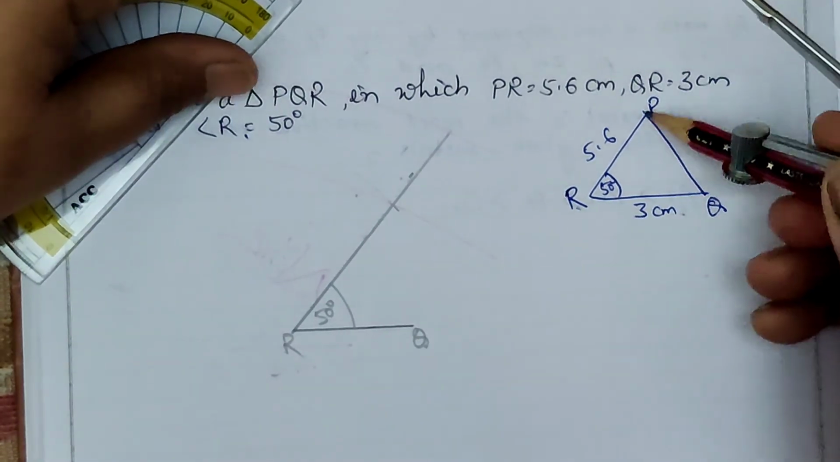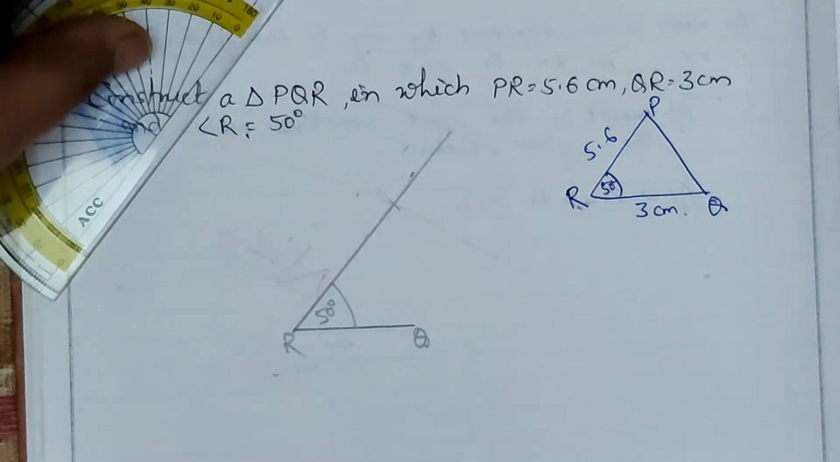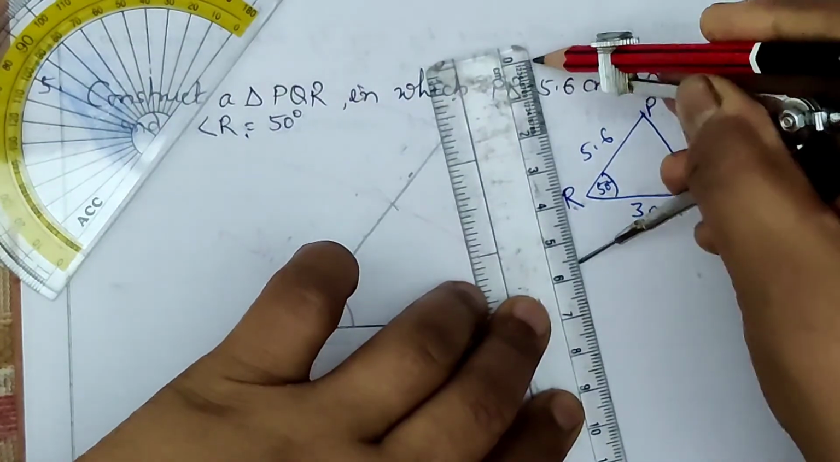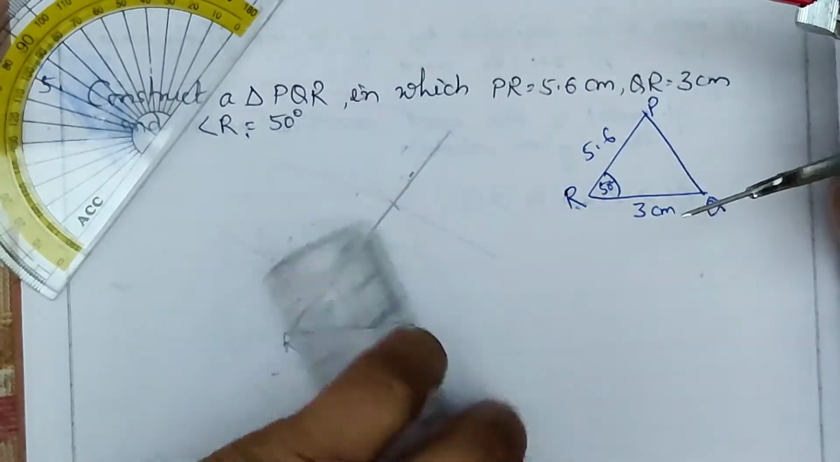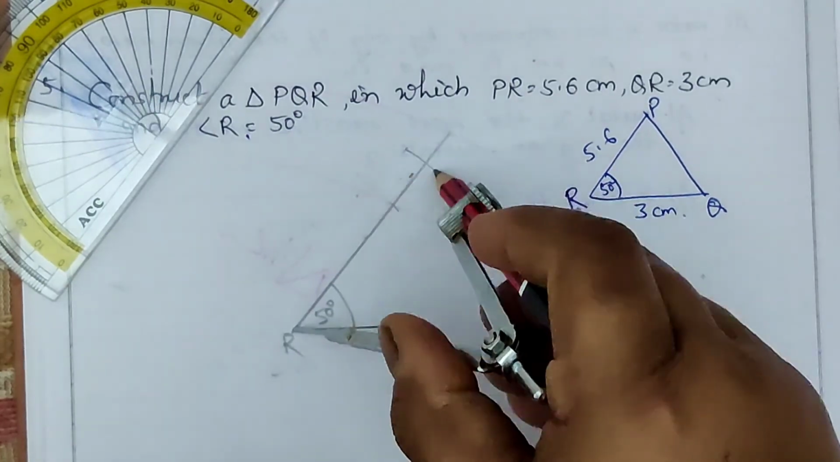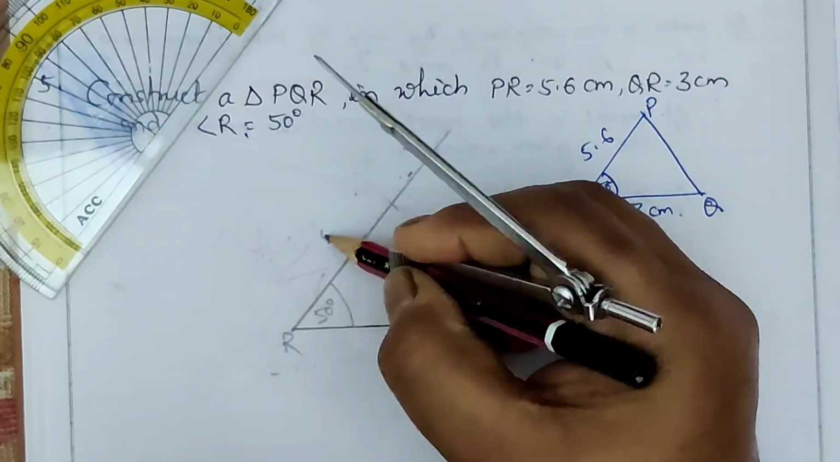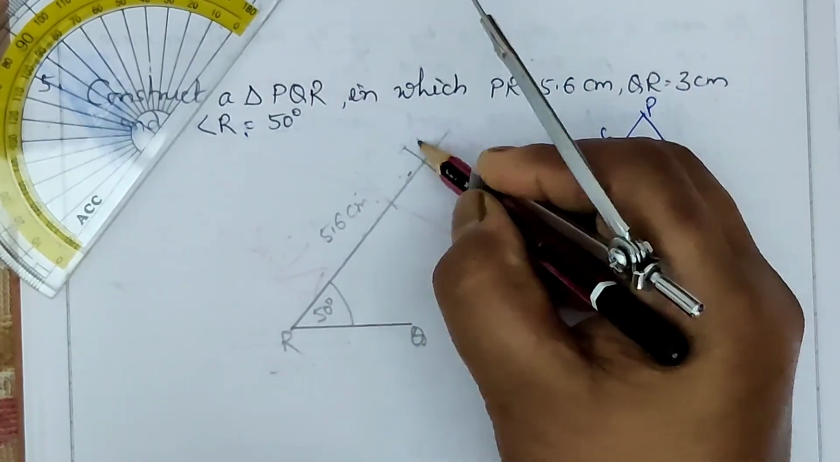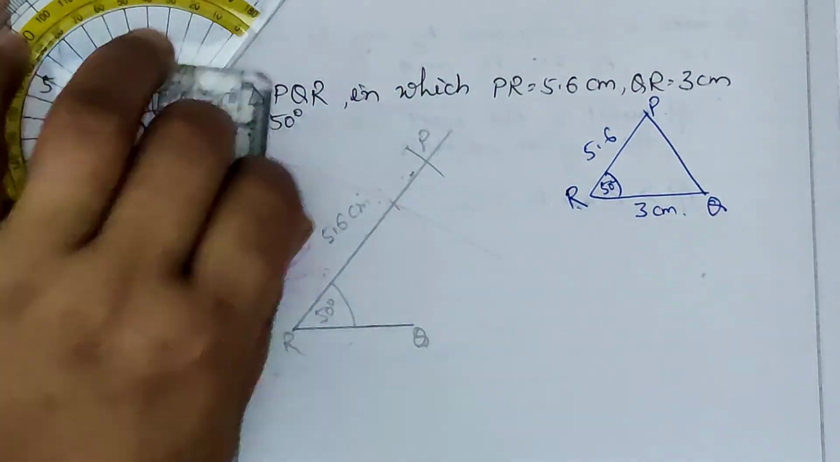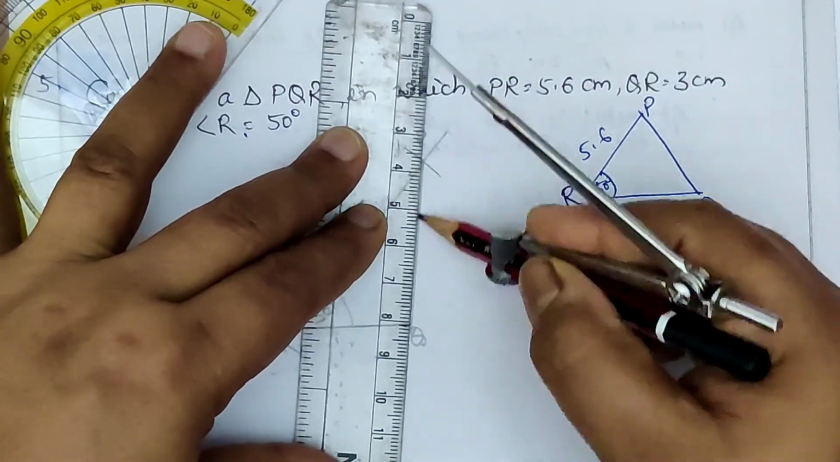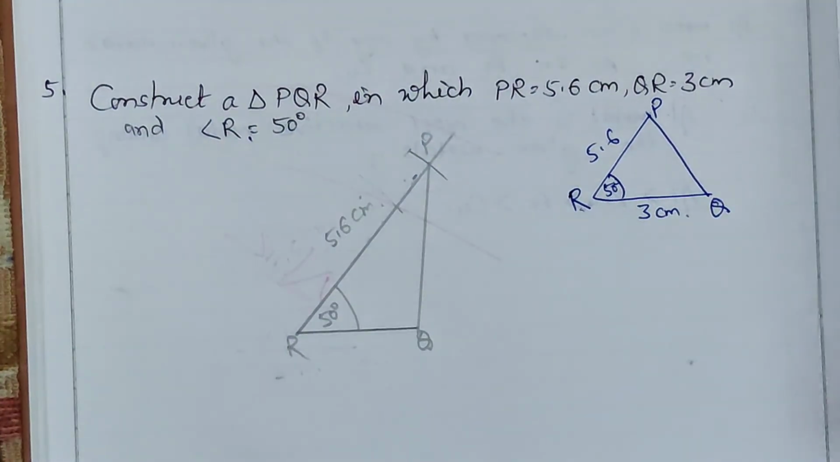Now PR is 5.6 centimeters. Take 5.6 centimeters from here. This is the length of 5.6 centimeters. Cut an arc from R to P of 5.6 centimeters. This point is P. Now join PQ. This is the triangle PQR. Okay, the exercise is finished, and now the next exercise.